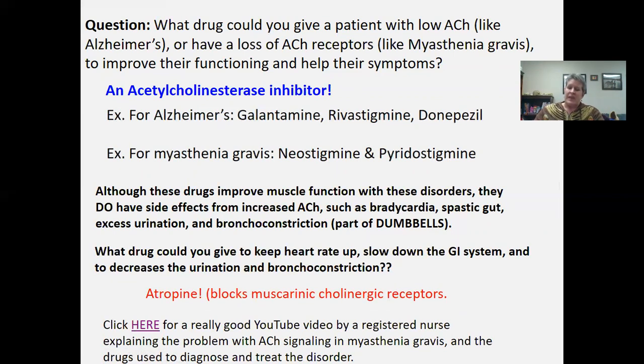Now, I'm not going to show it here, but for your own learning, I have a YouTube video link here to an actual nurse who is going to explain the problem with acetylcholine signaling in myasthenia gravis and the role of drugs like this. But you can look at that on your own.